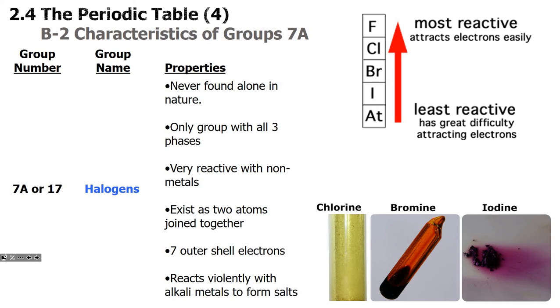Astatine we don't know about. That's the only one. And then they have 7 outer shell electrons and react violently with alkali metals to form salts. And that gives us our 10 minutes, so I'm going to stop it right here. And this is your third video.